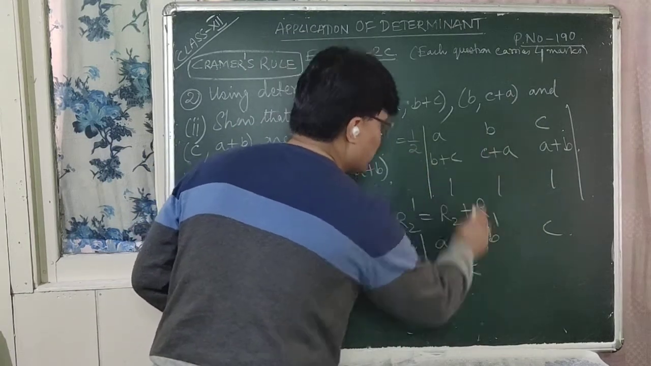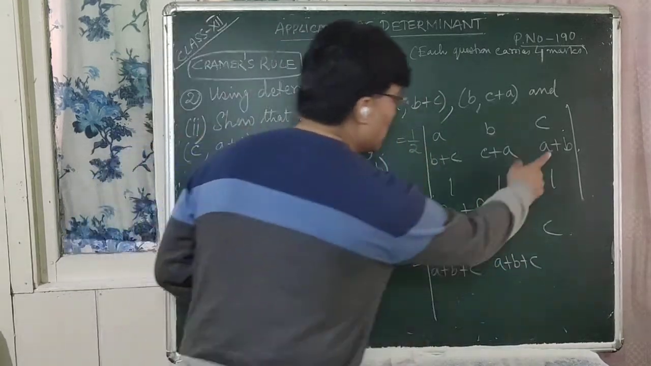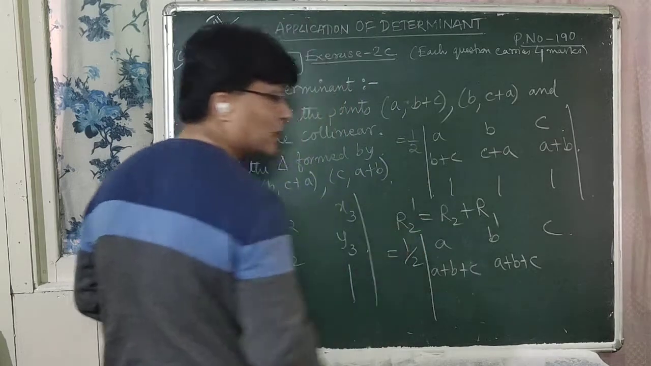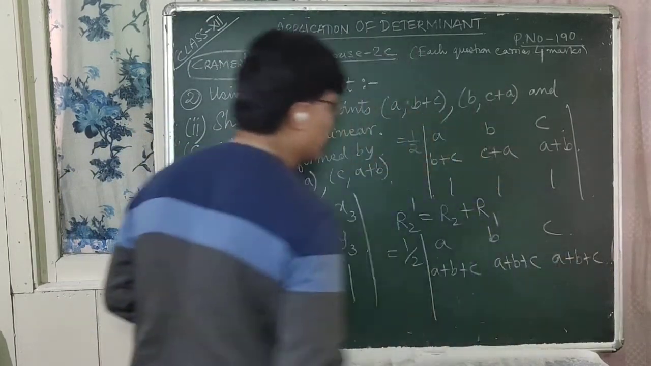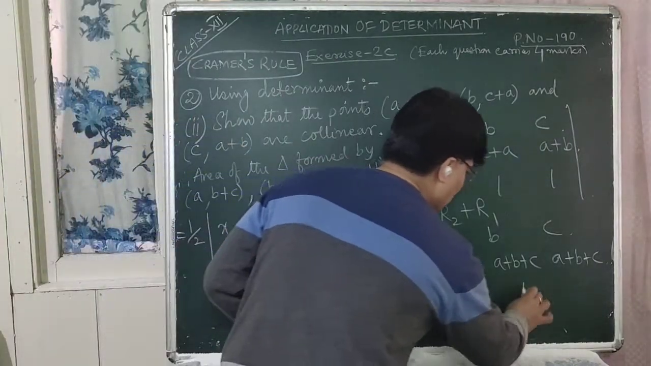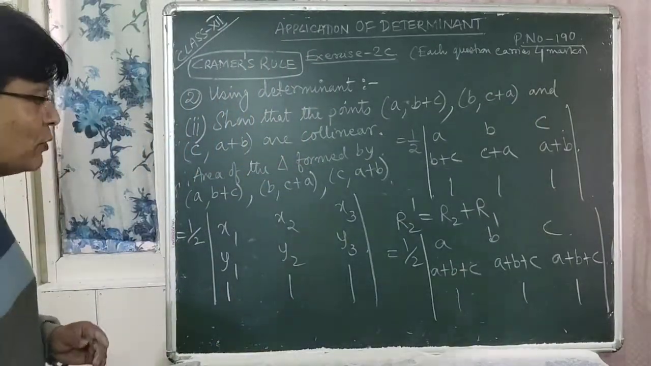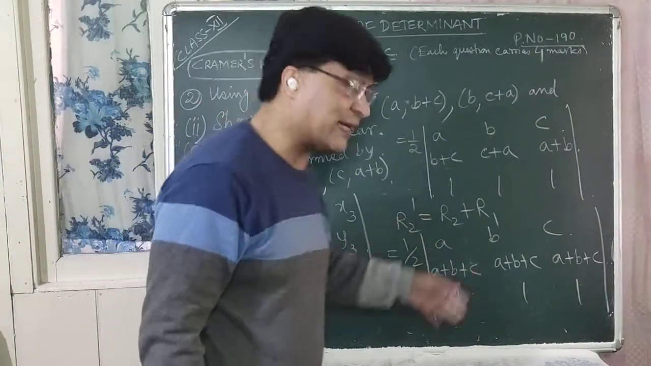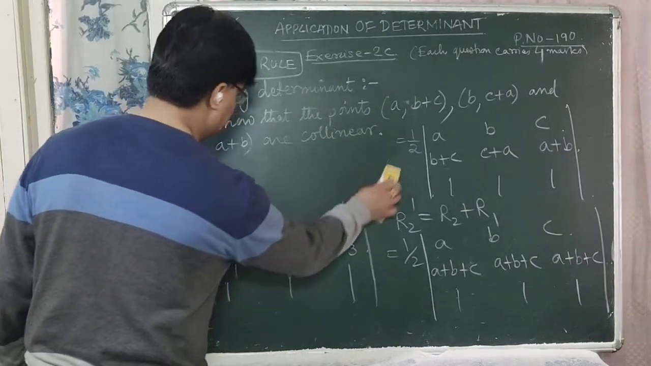Next, C plus A plus B, that is also A plus B plus C. Next, this R2 plus R1, that is A plus B plus C. That is also A plus B plus C. That is your second row. What is the third row? 1, 1, 1. Is that clear? Now you can take common from the second row. From the second row, you can take common here now.